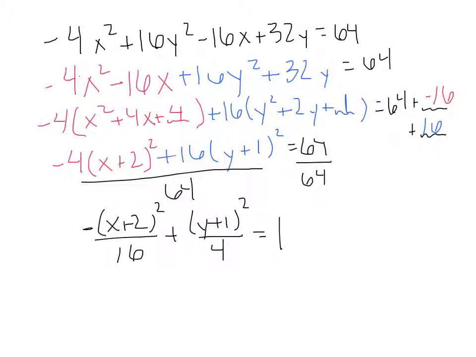Just like with that last example, if you want to flip them around to have the graphing form you're used to, you can definitely do that. So you get (y plus 1) squared over 4 minus (x plus 2) squared over 16 equals 1. And looking at this equation now, we can see that we have a vertical hyperbola. We can find the center, we can find the vertices, we can find the length of the transverse axis, we can find all of the stuff that we need in order to answer problems about hyperbolas.